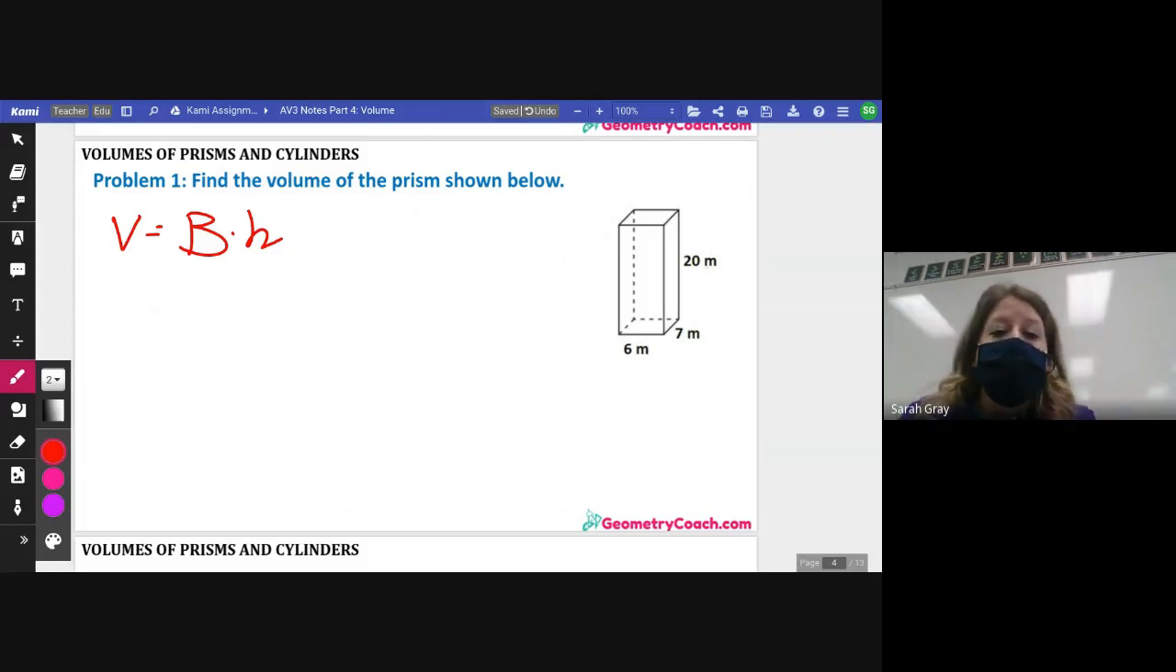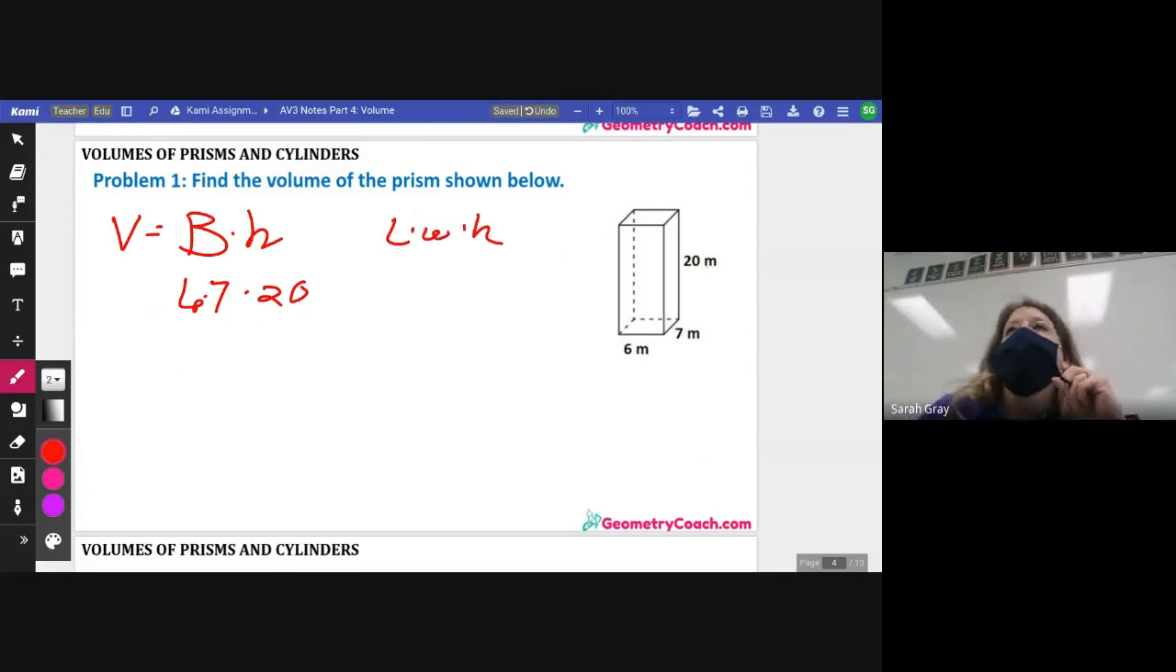Area of our base is a 6 by 7 rectangle, and our height is 20. It looks like length times width times height, and that may be the formula that you're familiar with for volume of a prism. Length times width times height. That works great only for rectangular prisms, though. If the bottom's not a rectangle, we can't do length times width because that doesn't give us the area of our rectangle. So if the formula you memorize is area of the base times the height, then that's more universal.